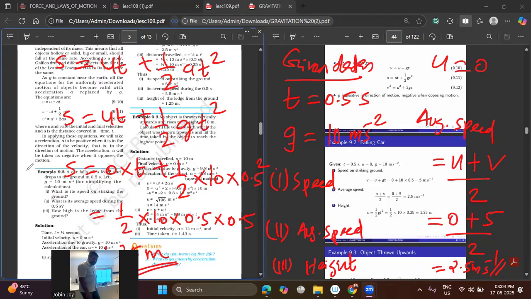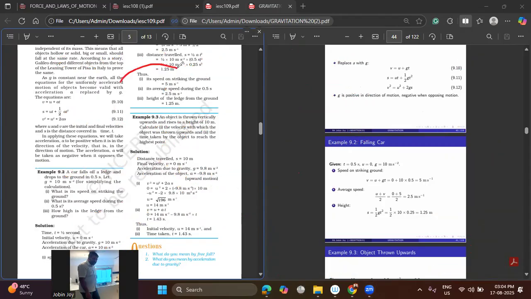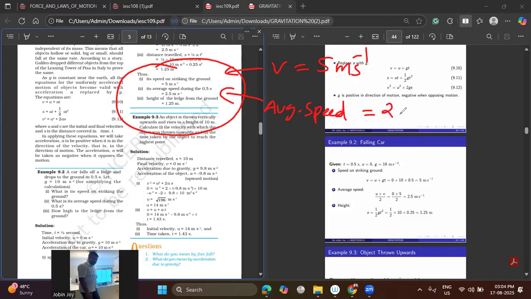So these are the answers. The speed on striking the ground, that means final velocity, is 5 meter second raised to minus 1. The second one, average speed, is 2.5 meter second raised to minus 1. And finally, distance is equal to 1.25 meter.